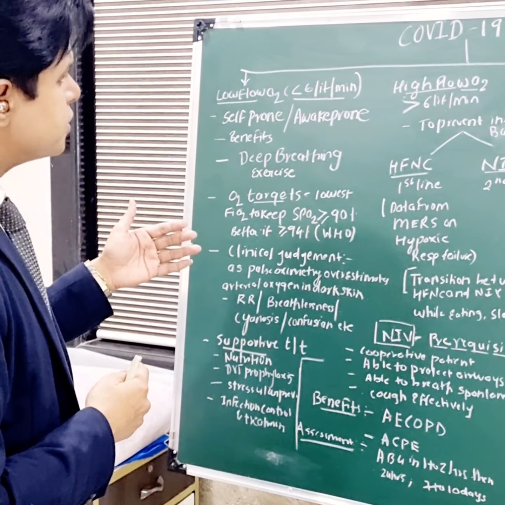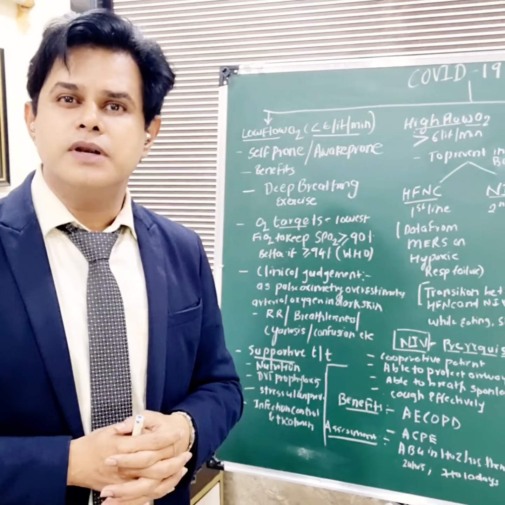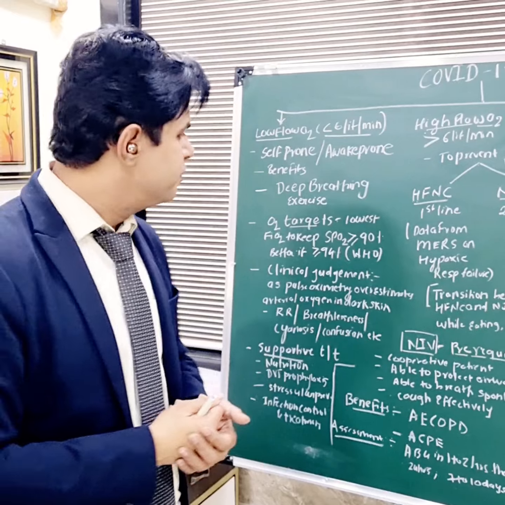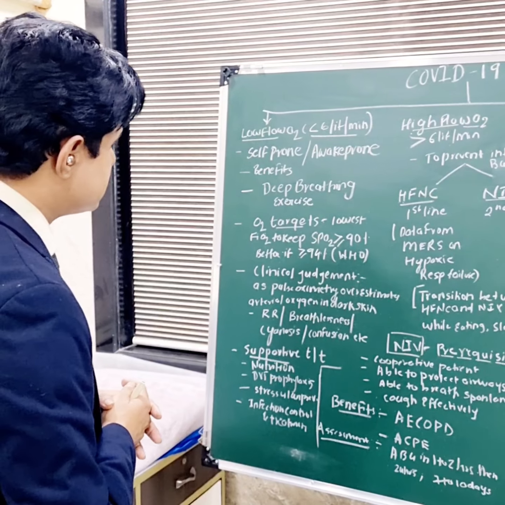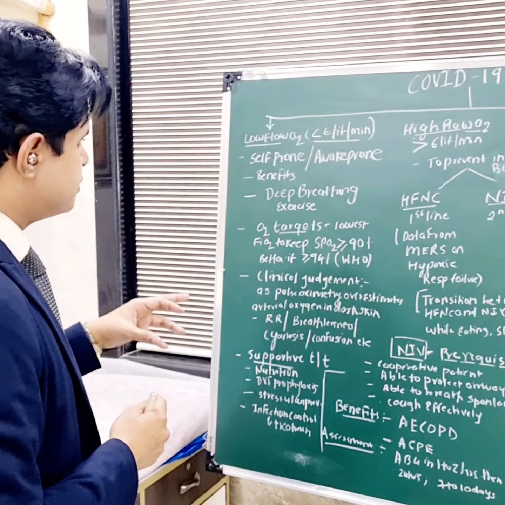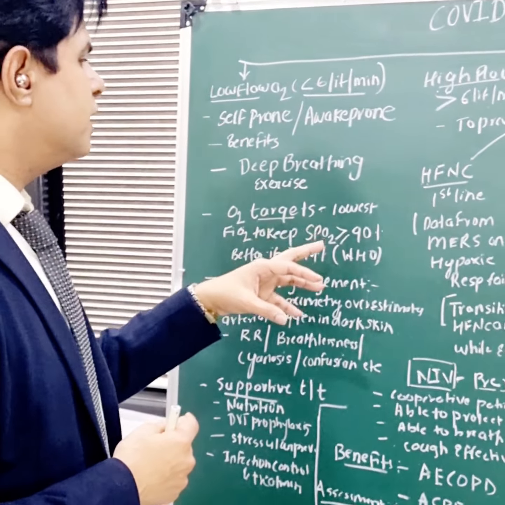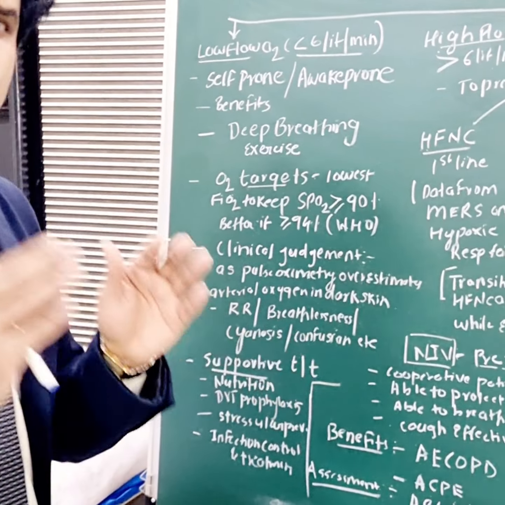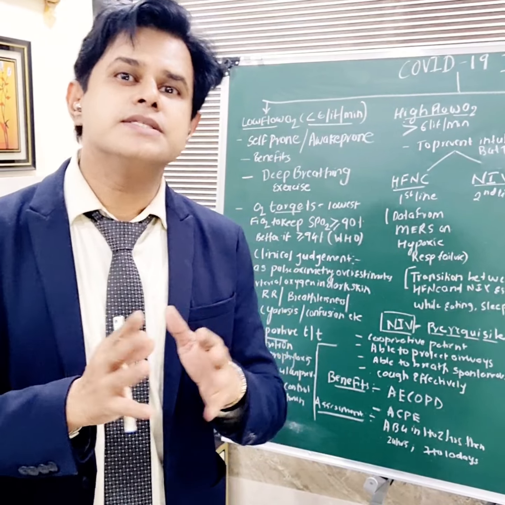Secondly, if the patient is conscious and able to breathe normally, encourage this patient to do deep breathing exercises. That's what I have demonstrated in my previous lectures. And what should be the target of oxygen? Please understand, when you're giving low flow oxygen, remember to use the lowest FiO2 to keep the SpO2 more than 90%. Better if you can maintain it over 94% as per WHO. So the lowest concentration of oxygen to maintain SpO2 over 90% should be our target.